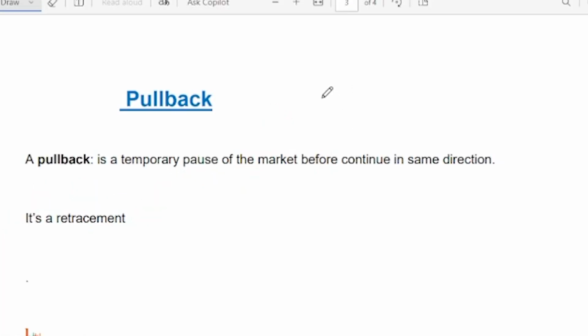Okay, now let's talk about the pullback. So a pullback is a temporary pause of the market before continuing in the same direction.